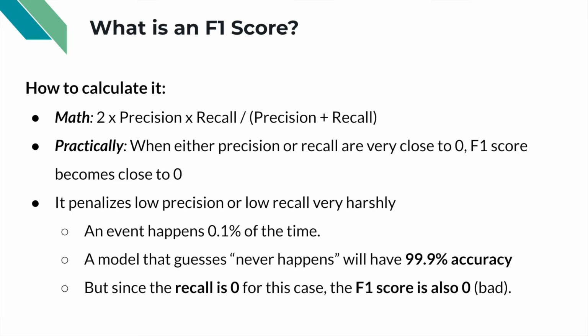Take an event that happens 0.1% of the time. If we naively try to maximize accuracy, we might build a model that says this event never happens. That model will actually be correct 99.9% of the time, but that's completely useless because it never actually detects the event we care about. When we use F1 score rather than accuracy though, we see that recall is 0 for that use case because we recall 0% of the events when they happen. And that leads F1 score to also end up at 0.